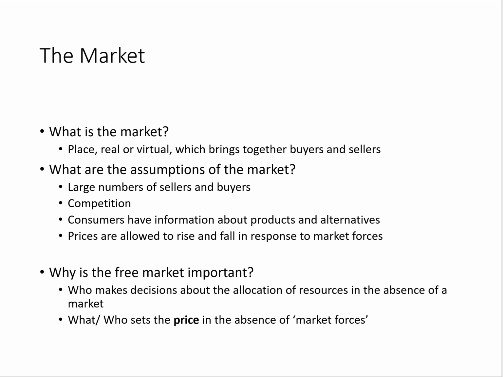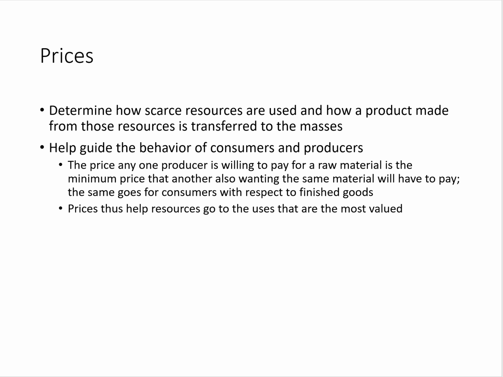There are some assumptions of the market that I've listed here that allow markets to be efficient. Large number of sellers and buyers. There's competition, and that means monopolies are discouraged. Monopolies are where there's only one type of seller. Consumers have information about products and alternatives. There's a free flow of information, transparency in the market, and prices are allowed to rise and fall in response to market forces. In other words, prices are not held artificially at a certain level.